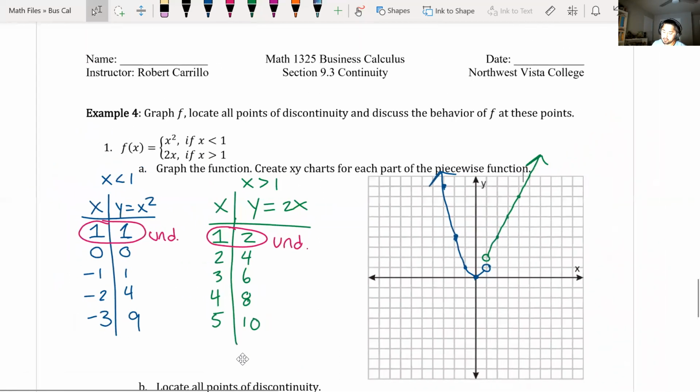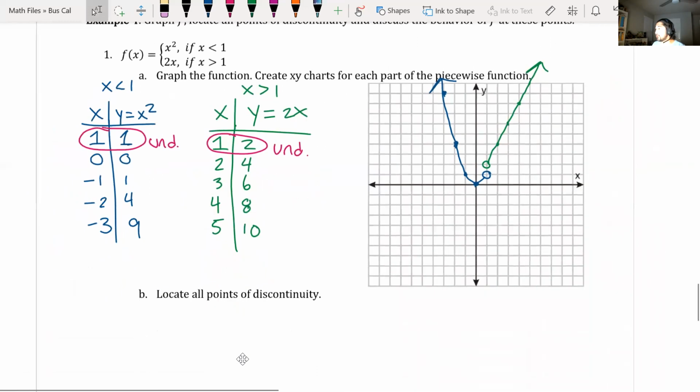All right. So one of the easiest ways to graph a piecewise function is to make XY charts for each piece of the function and follow its restrictions. And include the number it's telling you you can't be, because that makes it a starting point for you. If you don't graph it, you're going to miss out on some information.